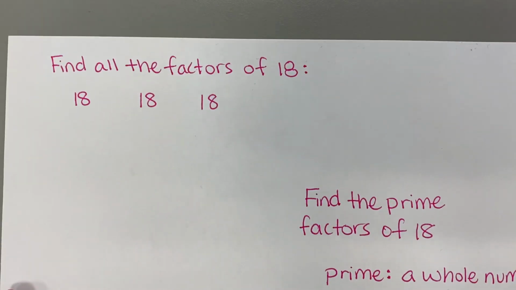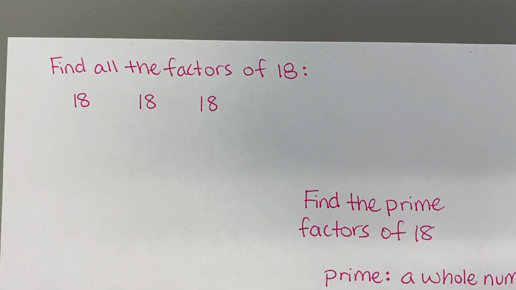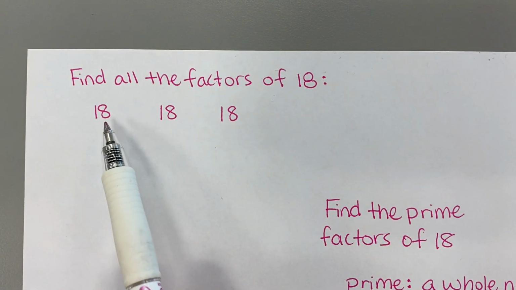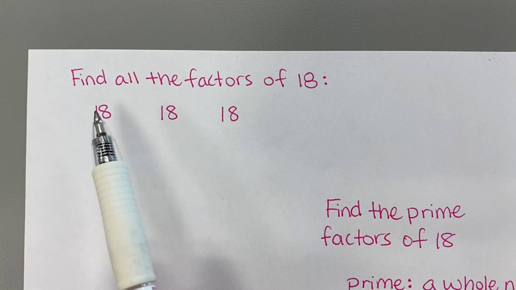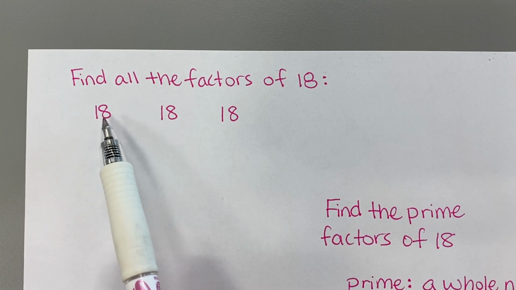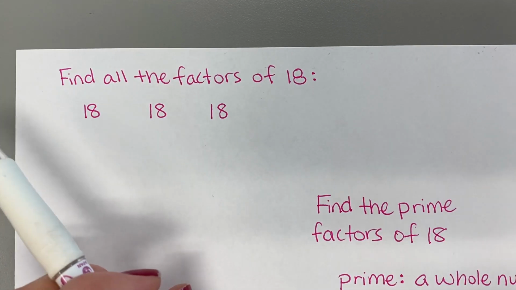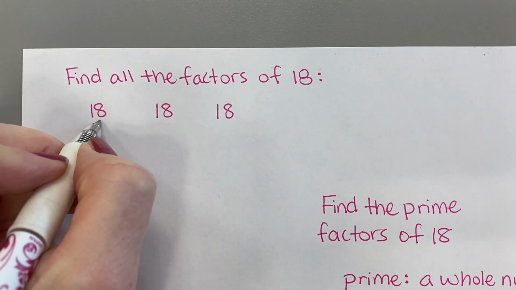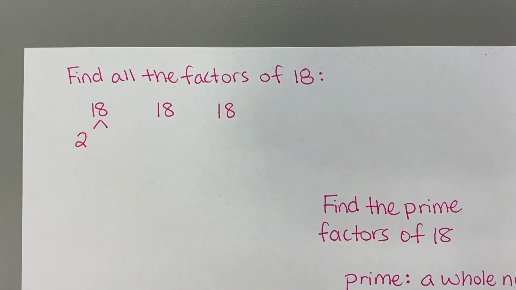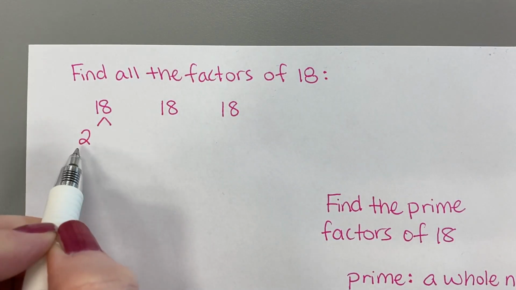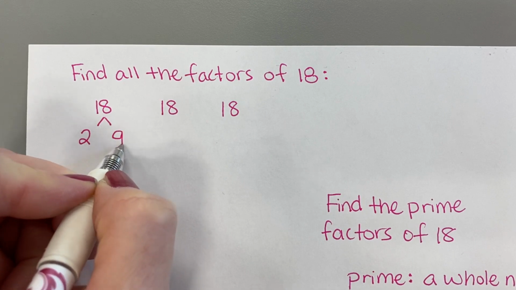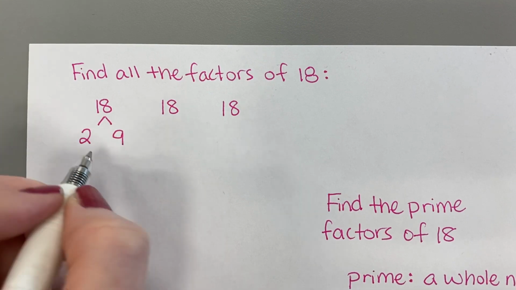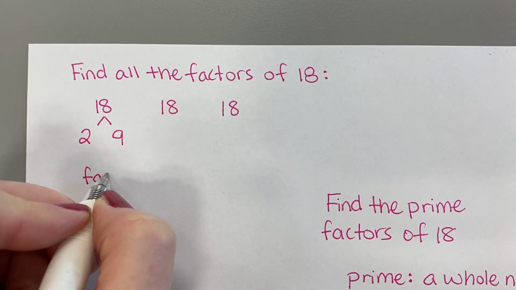The first example I have here is that we're going to find all the factors of 18. So we have to think. Let's start with this one right here. Can you think of a number that divides 18 evenly with no remainder? Well, hopefully you're thinking 2 because 18's even. 18 divided by 2 is 9, and 18 divided by 9 is 2. So both of these numbers are factors of 18.